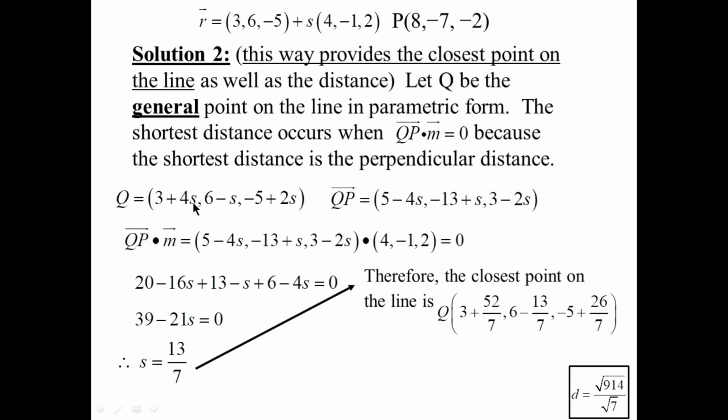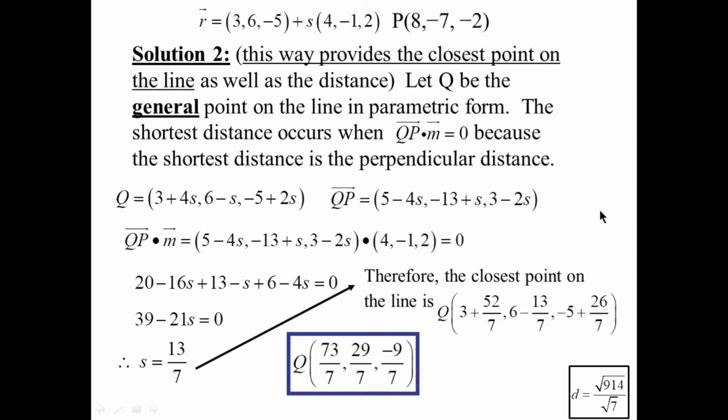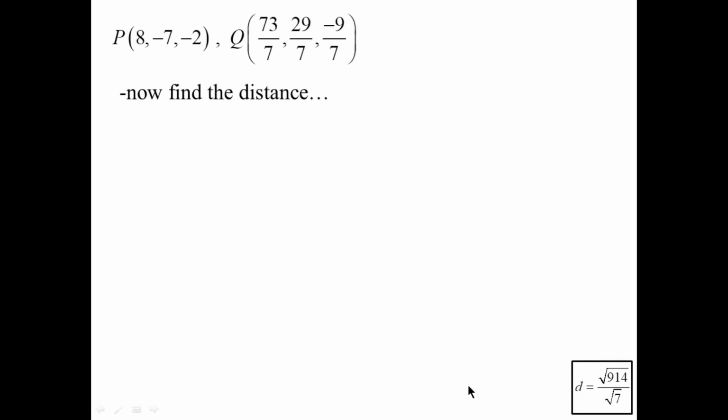It'll be 3 plus 4s, but 4 times 13 over 7, which is 52 over 7. It'll be 6 minus s, so 6 minus 13 over 7, and negative 5 plus 2s, so negative 5 plus 26 over 7. Combine the fractions, and we have our closest point. So this is the closest point on that line to P. So all we need to do now is find the distance between Q and P. Note, we cannot multiply this through by 7 because this is a point, this is not a vector.